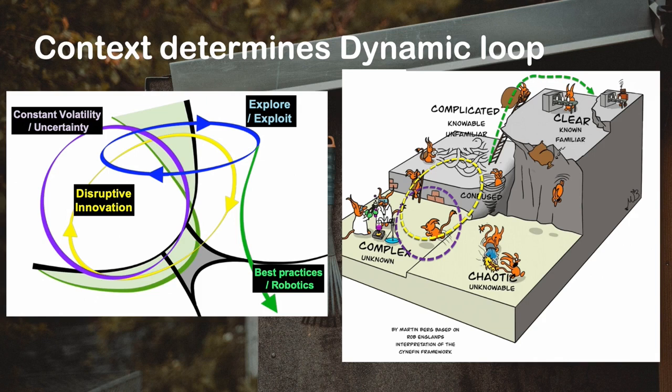The green arrow is a strategic choice to strengthen robustness by programming robots to execute very stable processes. Production line robotics is a big investment strategy, as depicted by being way up high in the Cynefin clear domain. The yellow loop is disruptive innovation.